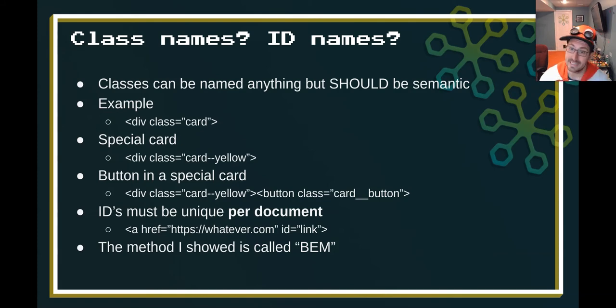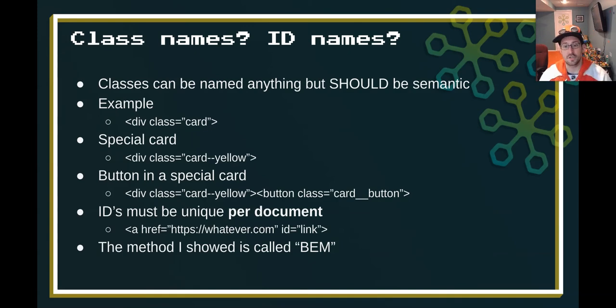Now, IDs, on the other hand, identifiers, the ID equals whatever, must be unique per document. It's an accessibility thing. So largely, you don't want to be targeting IDs very often unless you really know why you're making an ID in the first place.